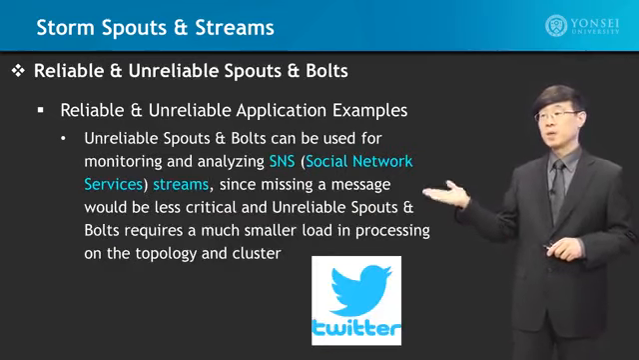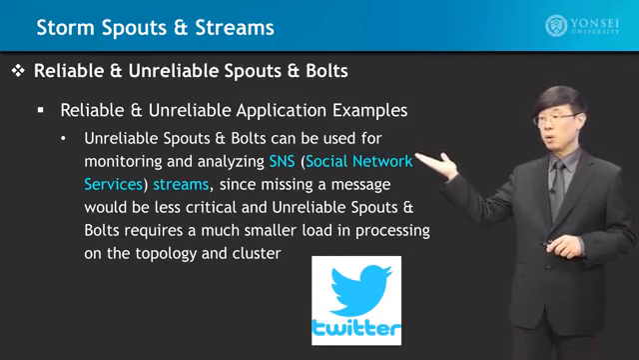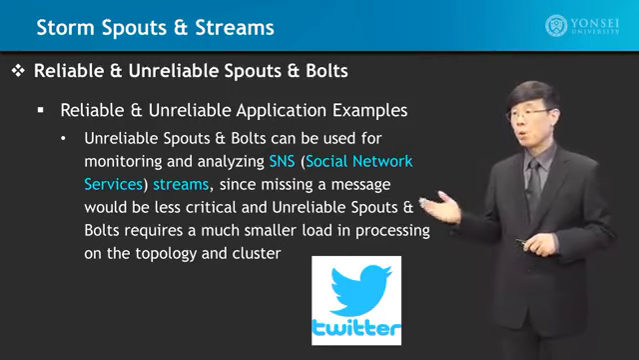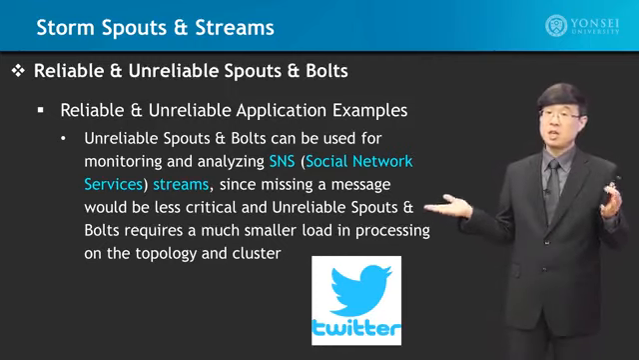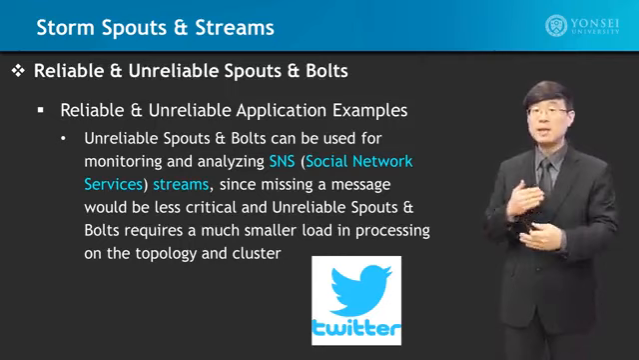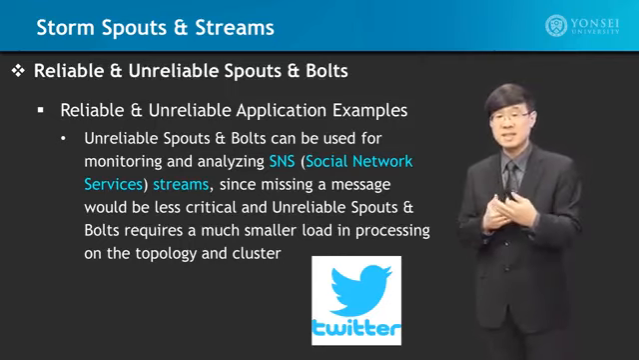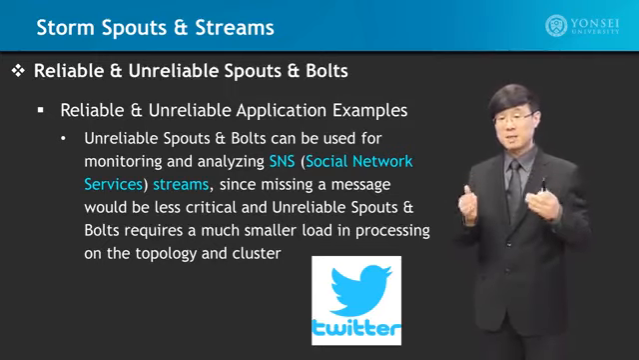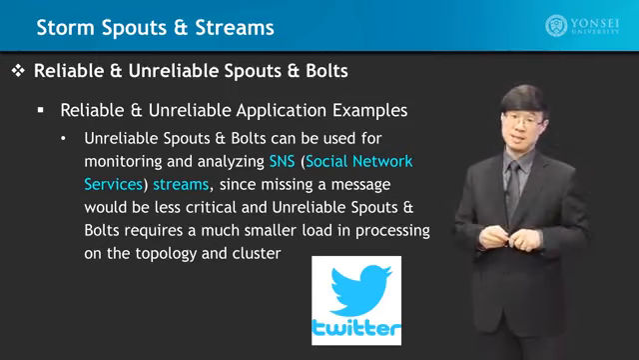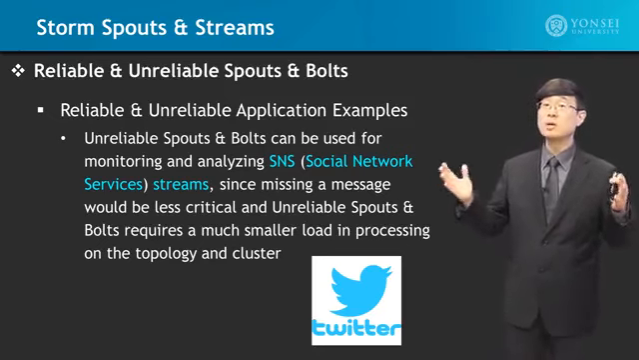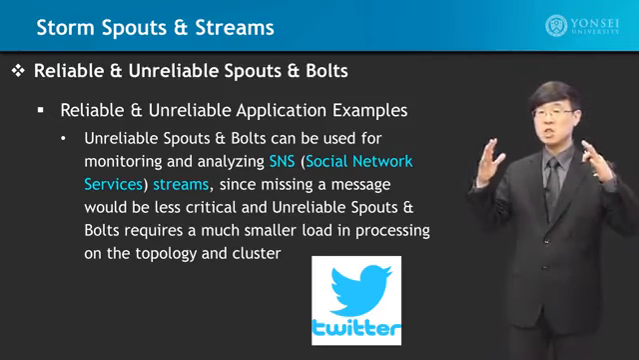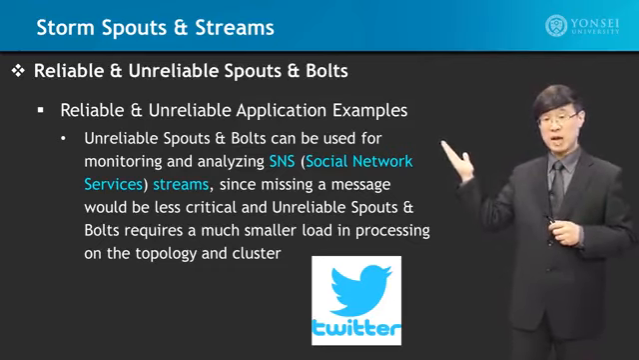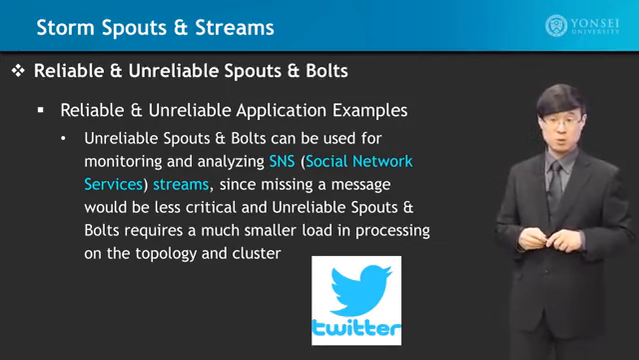On the other hand, you can use unreliable spouts and bolts for monitoring and analyzing, let's say, something like a social network, where it doesn't really matter that much if you miss one. The speed is much more important because overall the statistics are going to be so large, missing one or two is not going to have a big influence based upon your overall combined statistics. In that case, you can reduce the overhead, reduce the additional exchange of messages for the reliable operations, and just go ahead with unreliable and then collect statistics this way.